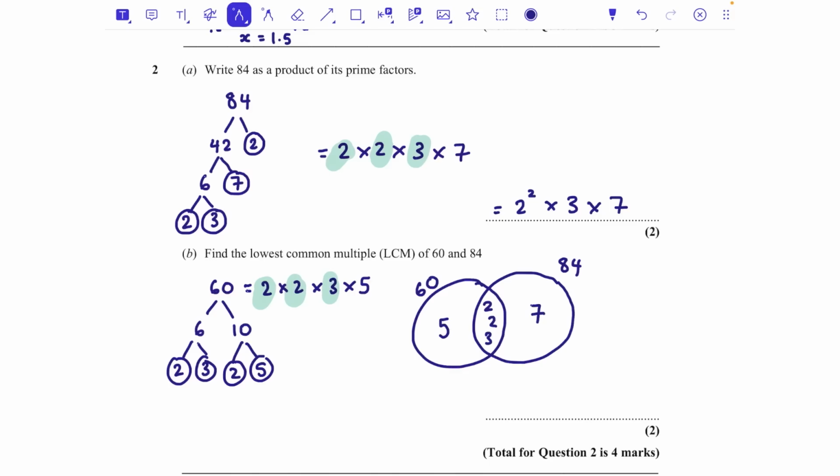If I wanted the highest common factor, I would just need to multiply all those numbers in the middle together. So that would be 2 times 2 times 3, which would be 12. But they haven't asked me for the highest common factor, they've asked me for the lowest common multiple. To get the lowest common multiple, we're going to take that 12 and times it by any numbers that are left on the outside. So 12 times 5 times 7. You can type it in your calculator, this is a calculator paper, and that would be 420 for 2 marks.